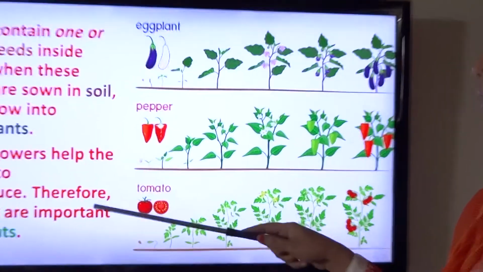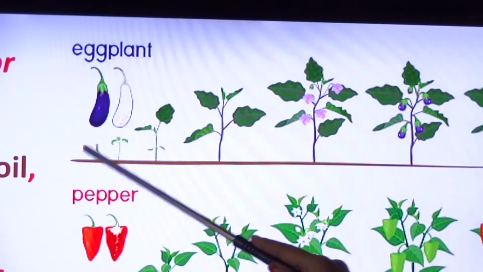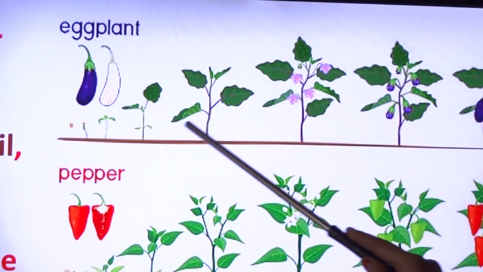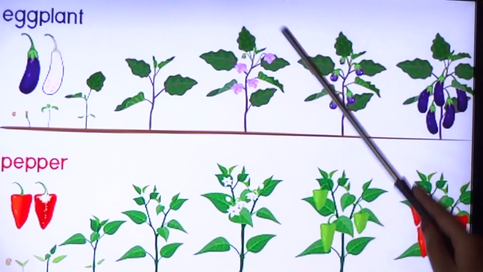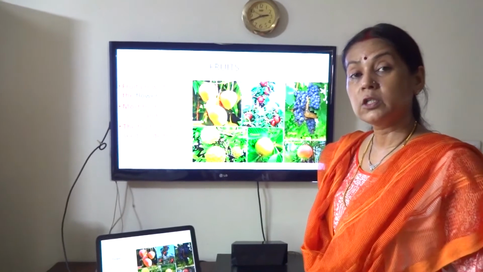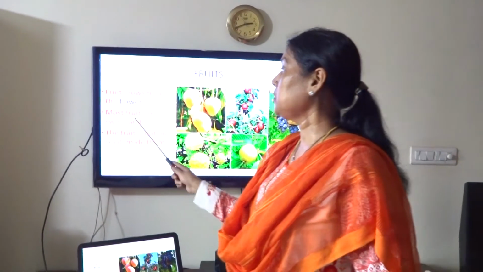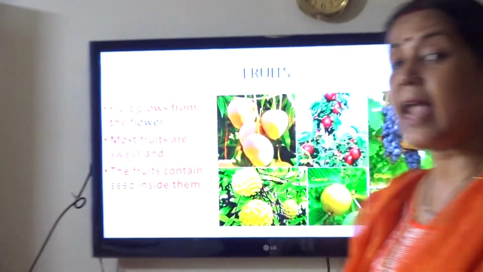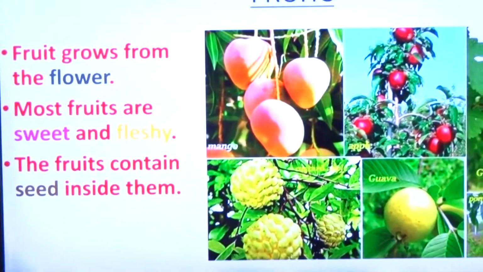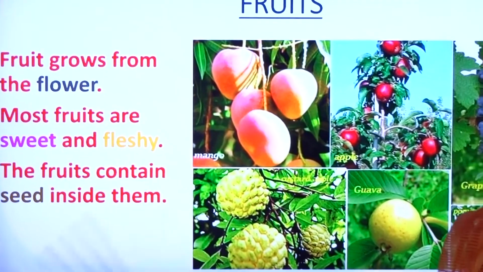See in the picture, eggplant. Small plant is growing from a seed. You can see how it is growing. Flowers have come, fruits have come. Fruits grow from flowers. Most fruits are sweet and fleshy. The fruits contain seed inside them.